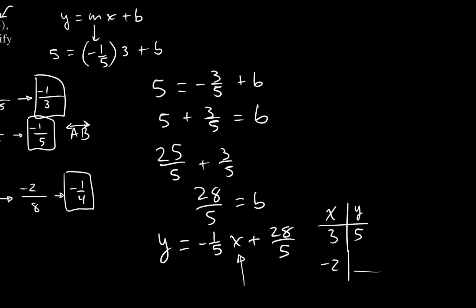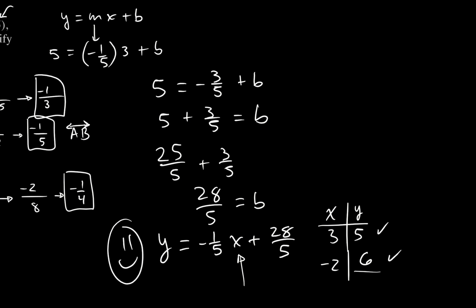I messed it up. Let's see. Negative 1 divided by 5 times the number negative 2, clearly that's positive 2/5, right? And then that plus 28 divided by 5, it gives me 6. Okay. So you can see that both of these points work in this equation.